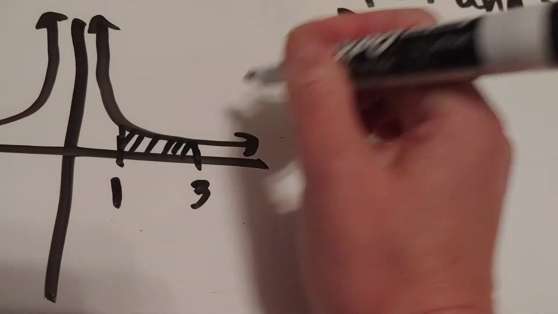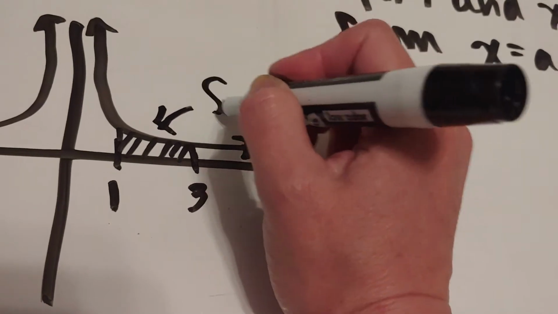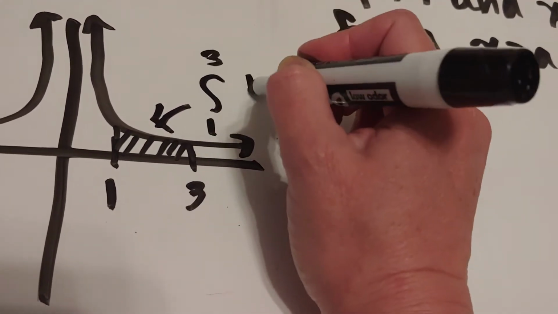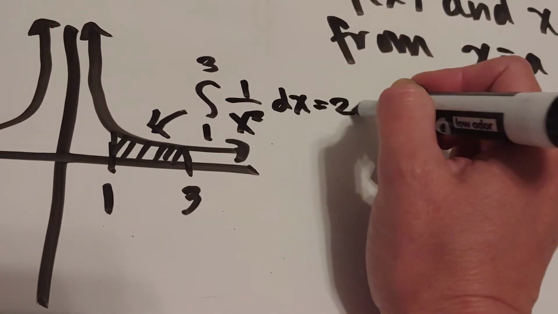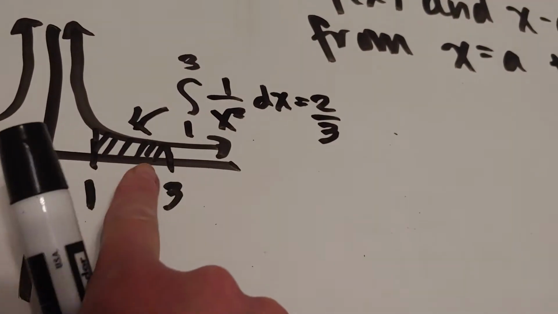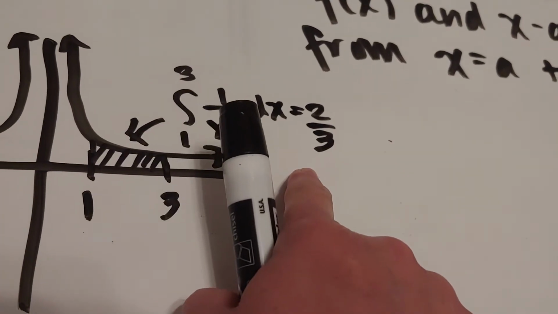And if I want to know what that area is, all I would need to do is integrate from 1 to 3, 1 over x squared dx, which, by the way, I already did. I got 2/3. So if you want to know the area between the curve and the x-axis, I get 2/3.